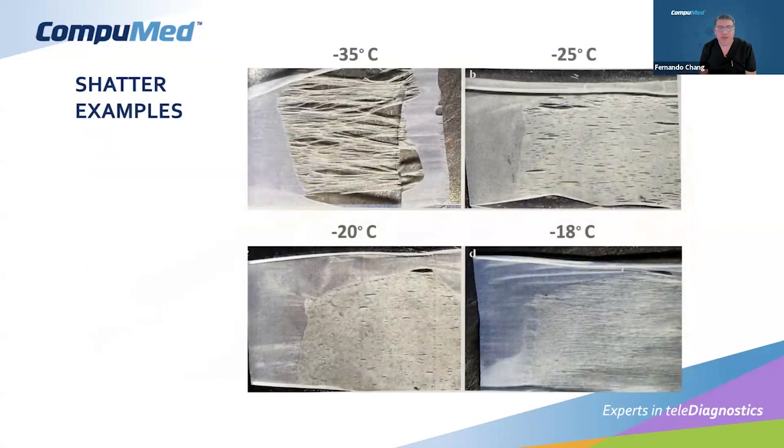Now, in these samples, this is an extreme showing of how ice crystal formation can affect the blood. This is the same tissue, a leiomyoma. And look how at minus 35, at minus 25, at minus 20, at minus 18, the amount of shatter and ice crystal formation is completely different. This is important because it tells us how this process happens as the temperature is also changing in the cryostat.